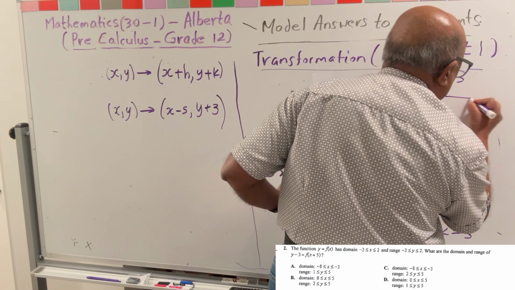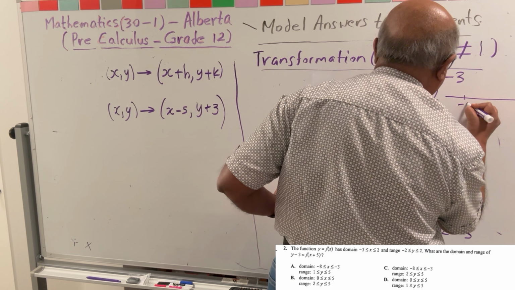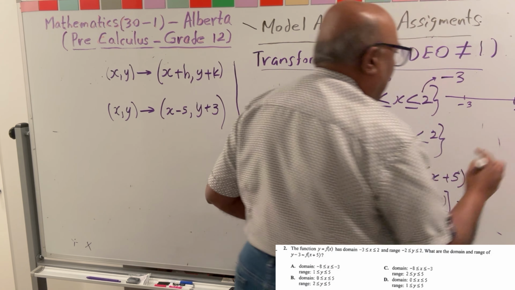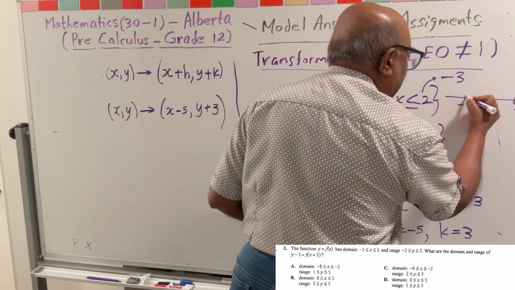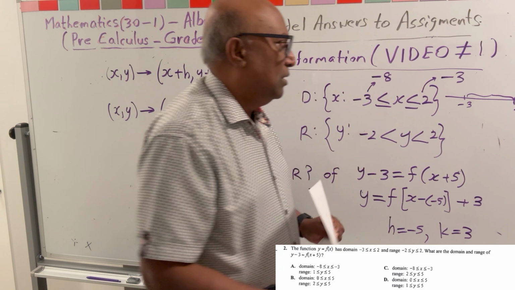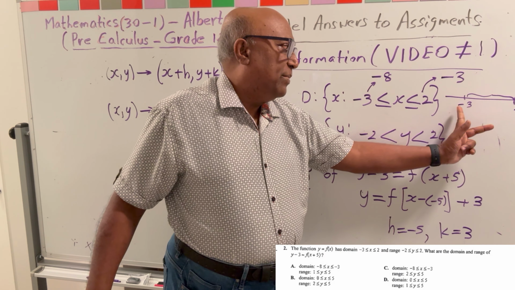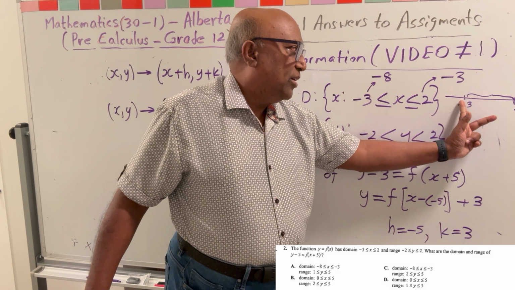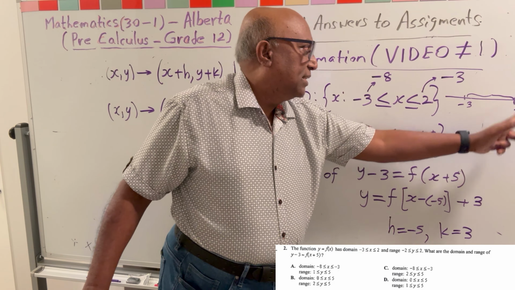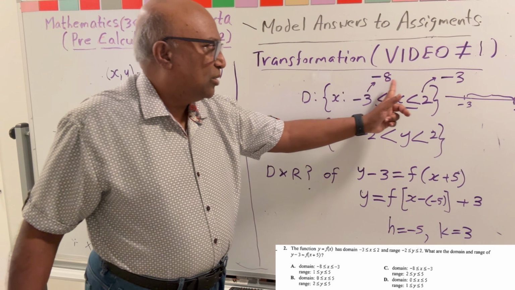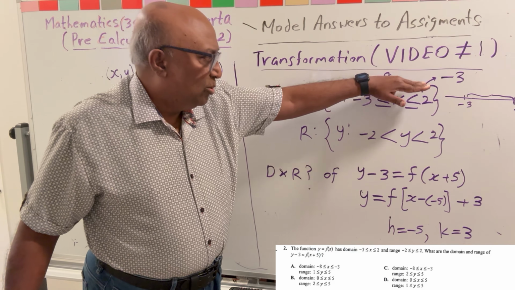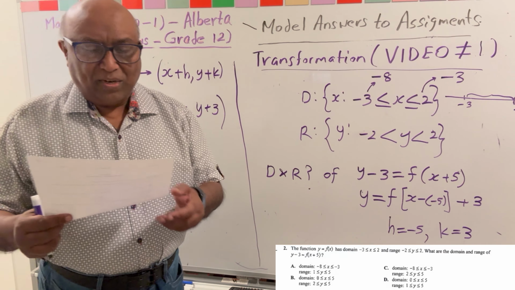Now we are figuring like this. This is minus 3 and 2. This is the domain for the original function. We are going to find the corresponding x values for the new function. That means you have to add minus 5 to both of these numbers. Then we are getting these two numbers. That is the new domain.